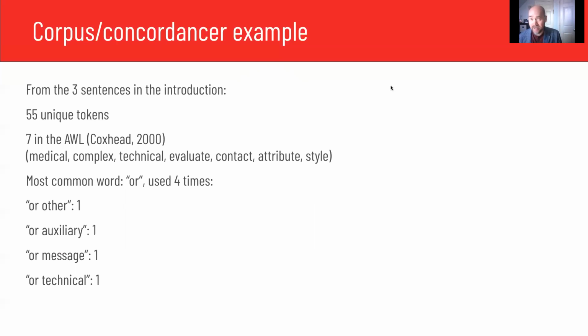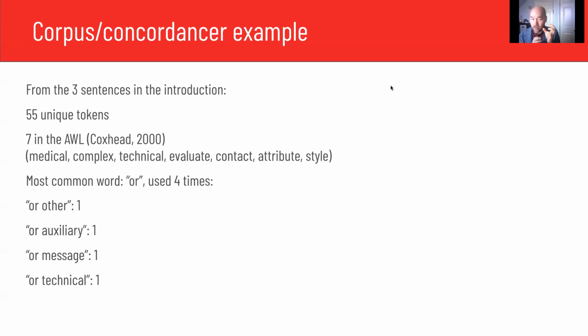So, as an example of the kind of thing that a concordancer could show you that would be really hard to figure out by hand, from the 3 sentences in the introduction of this video, there were 55 unique words. 7 of them were in the academic word list, which are words that most ESL teachers think would help their undergrads after they matriculate out of ESL. The most common word was "or." And again, that would be really hard to figure out by hand. And that's kind of interesting because the most common word in English is definitely not "or," but it was out of these 3 sentences. So, again, chunks are groups of words that come together.